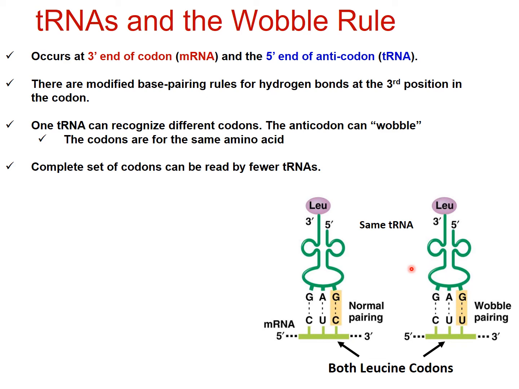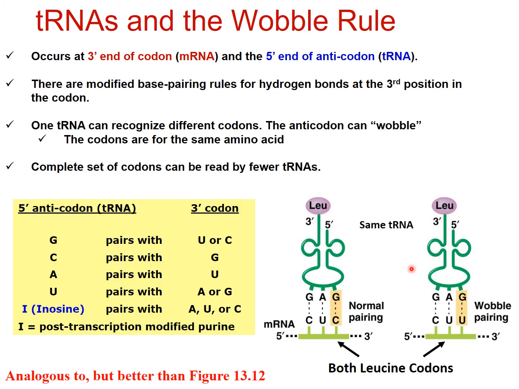And so the complete set of codons can be read by a much smaller number of tRNAs. Here are the general rules. If you're looking at the anticodon, the tRNA at the 5' end, so again, this position, G can pair with U or C.